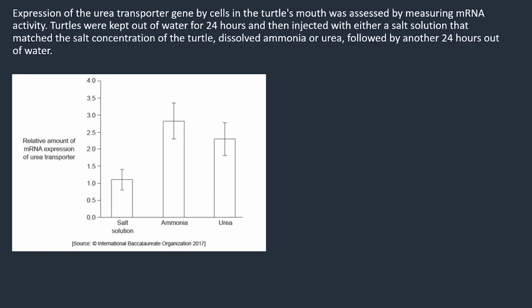There was another set of data. Okay, so this is actually the last one. Now in this case, they show us the amount of mRNA expression of urea transporter following the injection of 3 different substances. So they can either inject the turtle with a salt solution, which is isotonic to that of the turtle, they could also inject ammonia or urea. Okay? And what we can see from the bar graph here is that when we inject ammonia, the relative amount of mRNA expression increases the most.